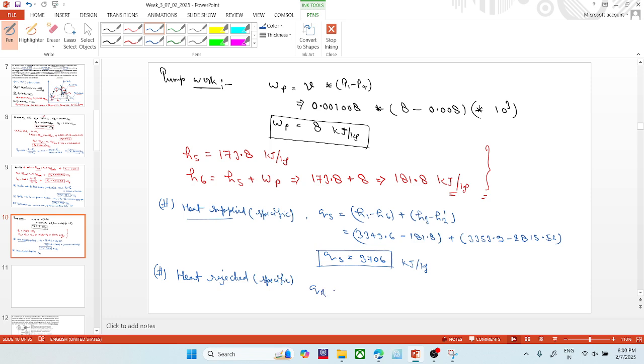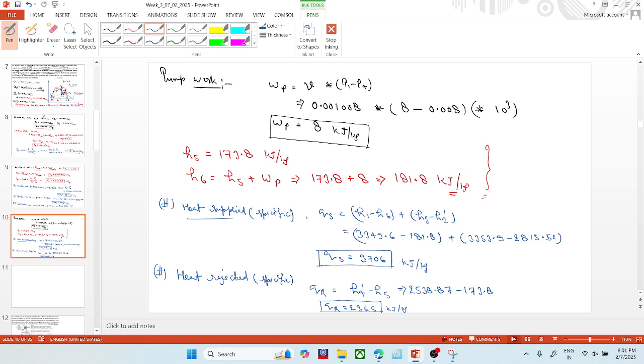So the heat rejected would be, from here, H4 dash minus H5. H4 dash value we have calculated as 2538.87. H5 value we are having 173.8. So the specific heat rejected in the condenser would be 2365 kilojoule per kg. So like this, we have determined all the things.